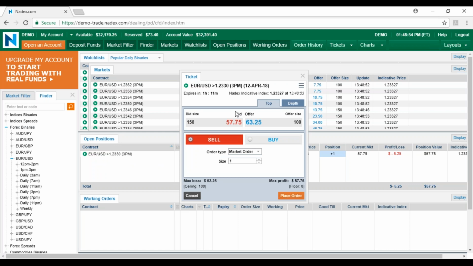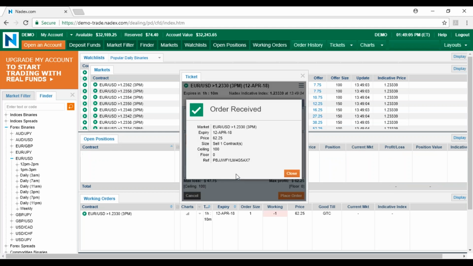Okay, so if I want to sell it for the current price right here that it's priced at, I just hit place order. And see, it's gone. Does that make sense?